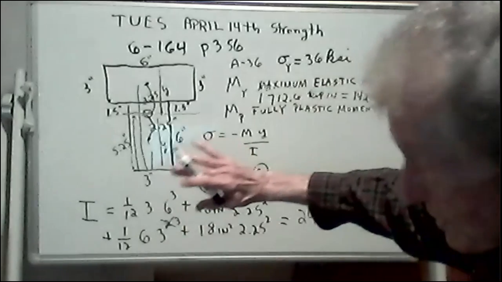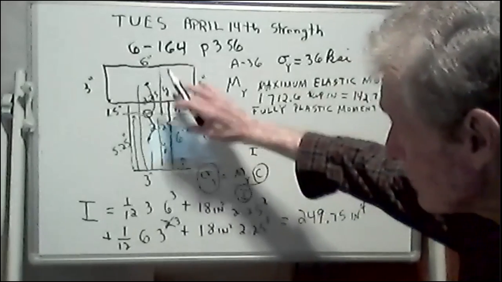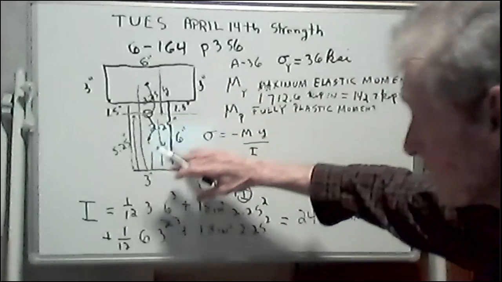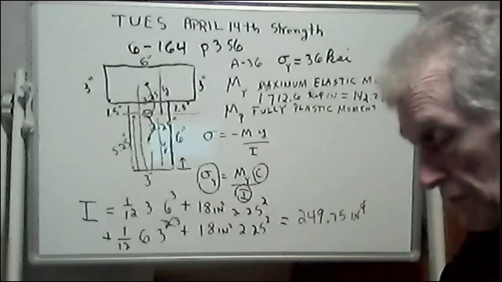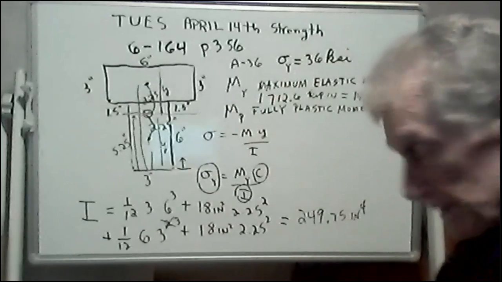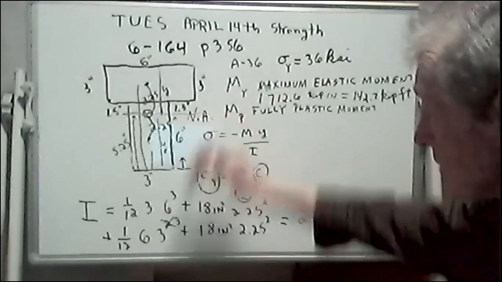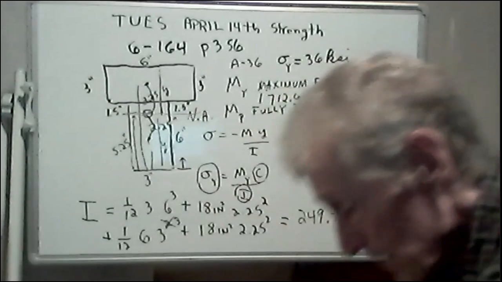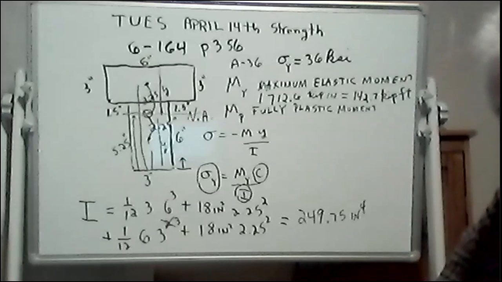Well, as long as it's elastic, above this centroid, you have compression. Below the centroid, you have tension. Right at the centroid, you don't have tension and you don't have compression. There is no stress as long as it's elastic. They call this the neutral axis. And as long as it's elastic, the neutral axis is the same place as your centroid.